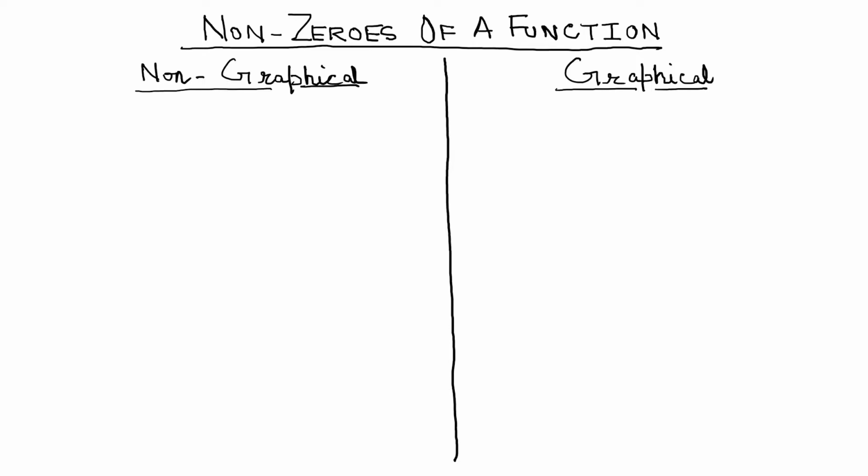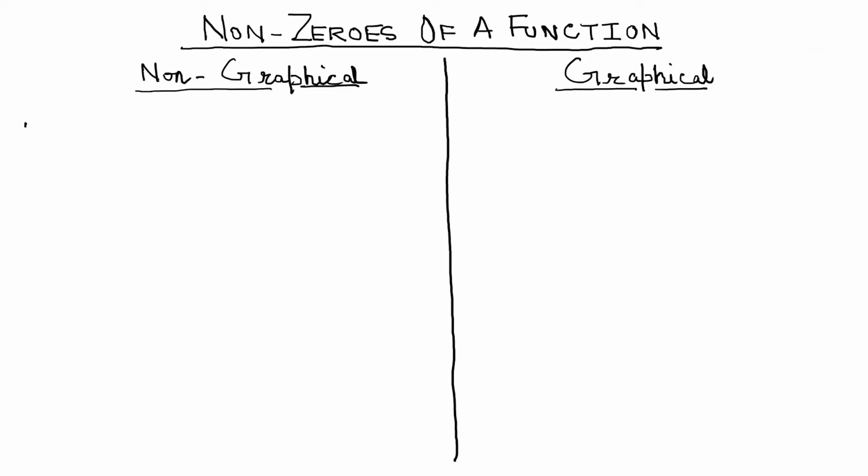Again, there are two aspects to this when we are talking about the non-zeros of a function. The first aspect is the non-graphical way of ascertaining the non-zeros of a function, and the next is the graphical way of ascertaining the non-zeros of a function. And we'll do this with the help of investigative parameters like domain, range, zeros, etc.